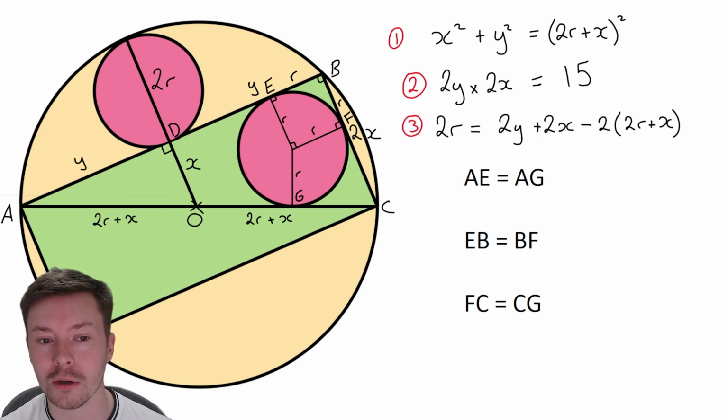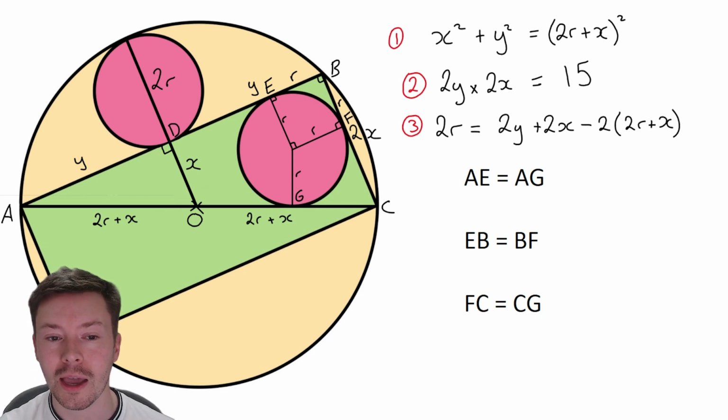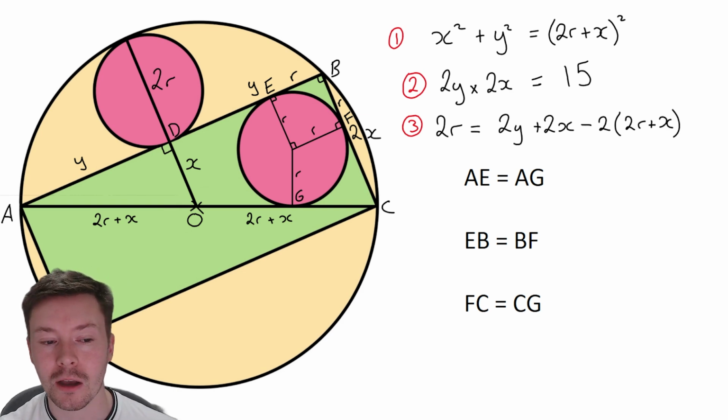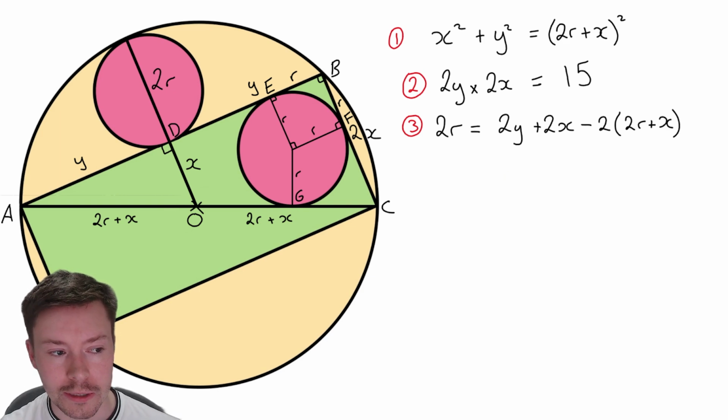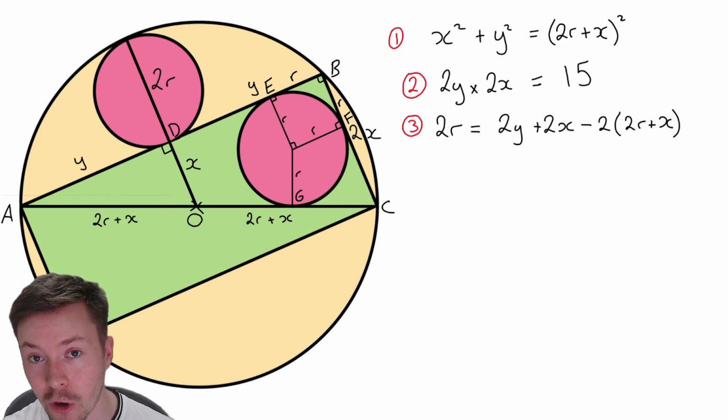2R, those two R's from E to B and B to F, we can get by doing A to B, which is 2Y, plus B to C, which is 2X, and then subtracting A to C, which is 2 lots of 2R plus X, because that will cancel out some of the sides and just leave you with the 2R, leave you with E to B and B to F. Right, now from there we've got our three equations.